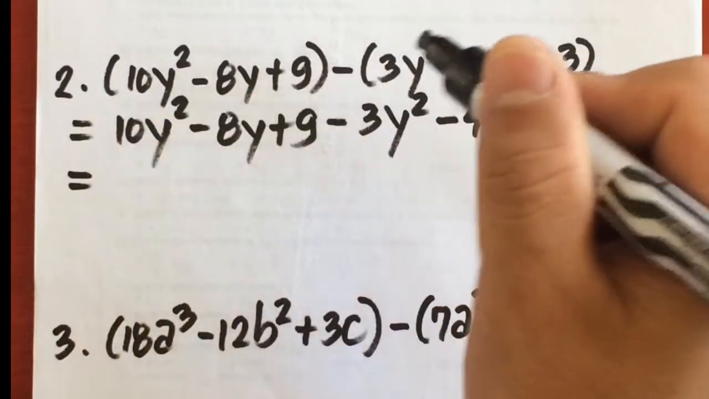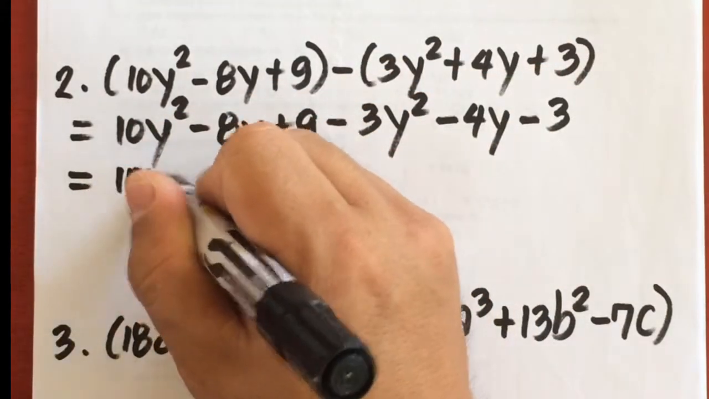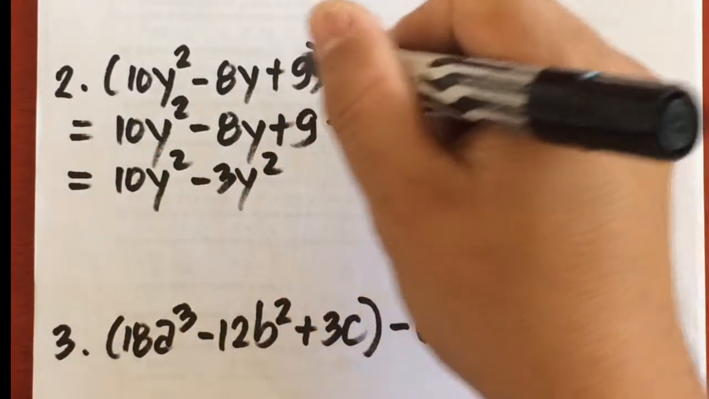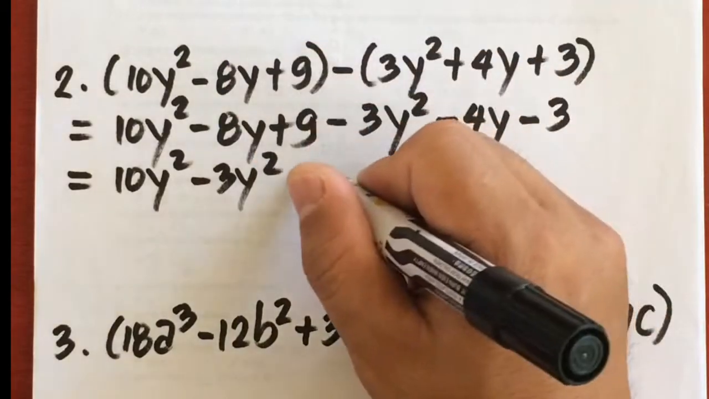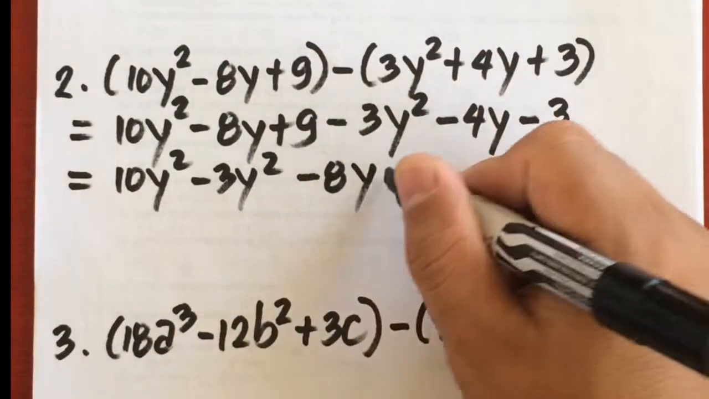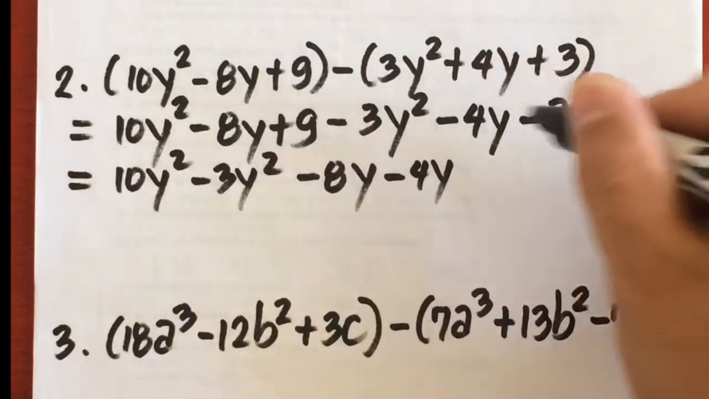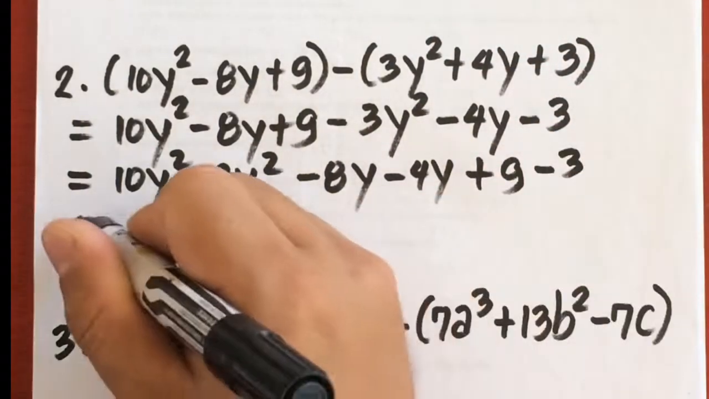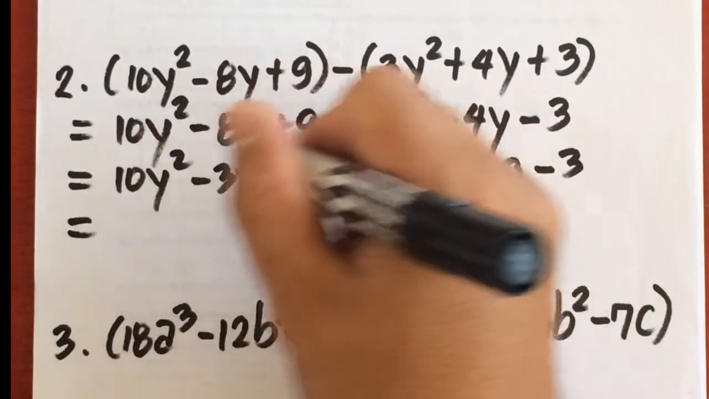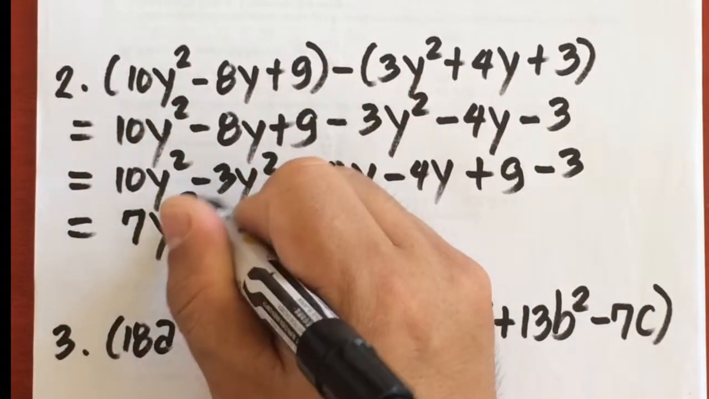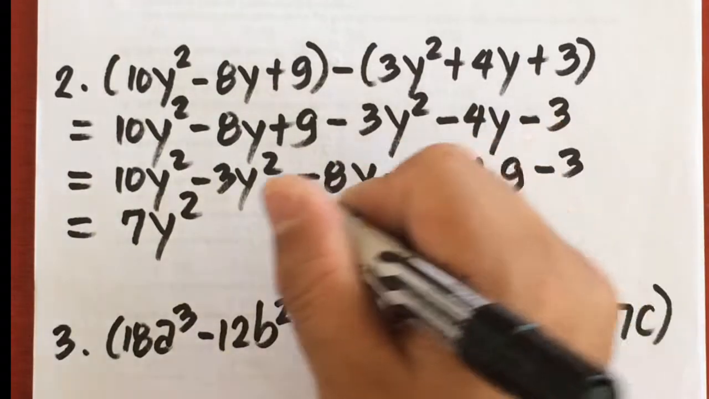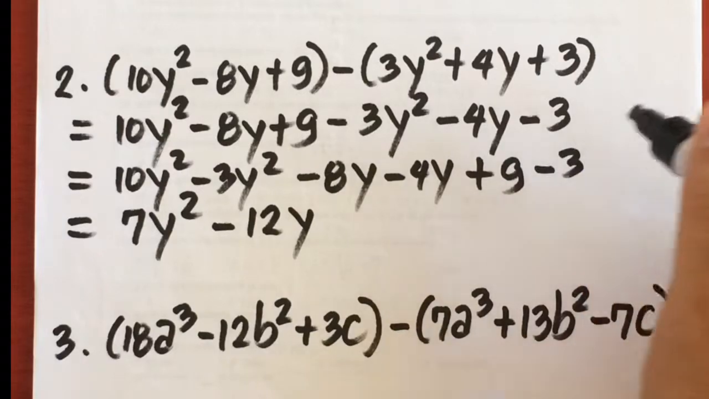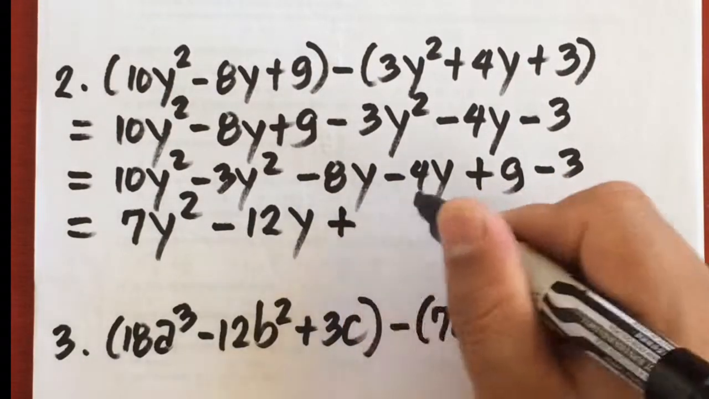Then combining like terms, we're going to have 10y squared minus 3y squared. Then we have negative 8y minus 4y. Then 9. Then minus 3. So 10y squared minus 3y squared is 7y squared. Negative 8y minus 4y, that will be negative 12y. And 9 minus 3 is simply 6, so plus 6.